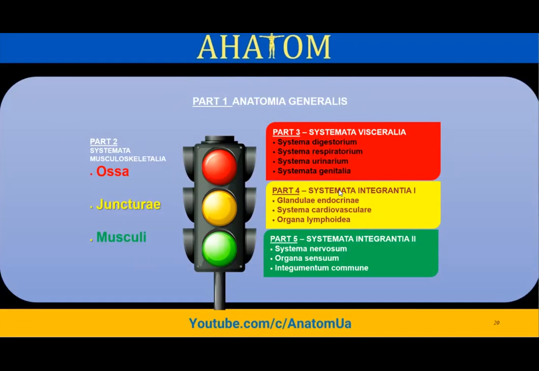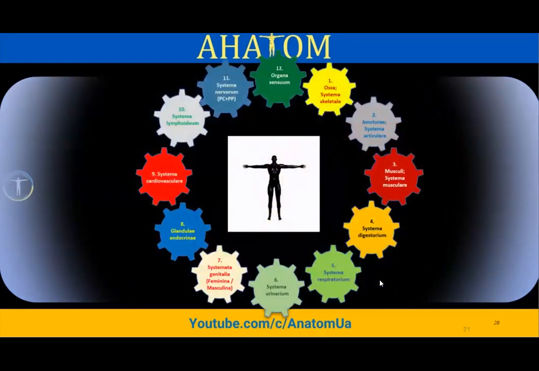Fourth, the integration apparatus, first and second. First, glands, cardiovascular system, and lymphoid organs. And next, you can see it's the nervous system, sense organs, and integument. Integument is the skin and breast.